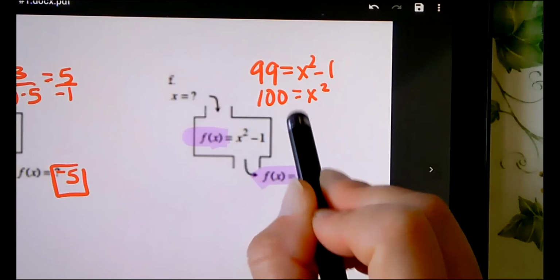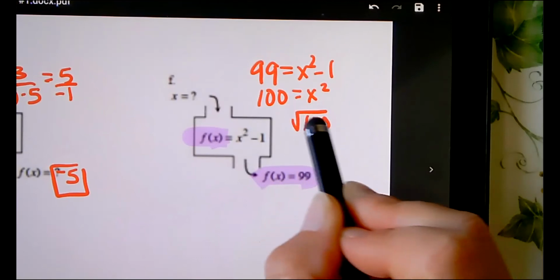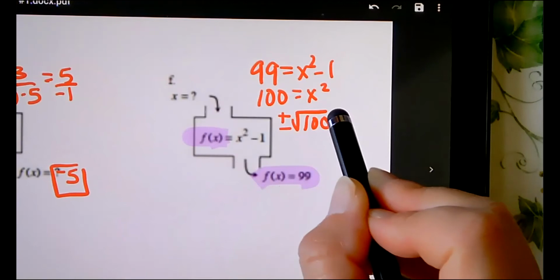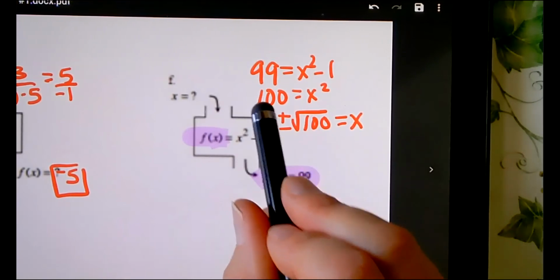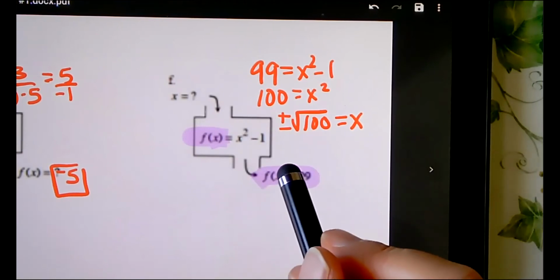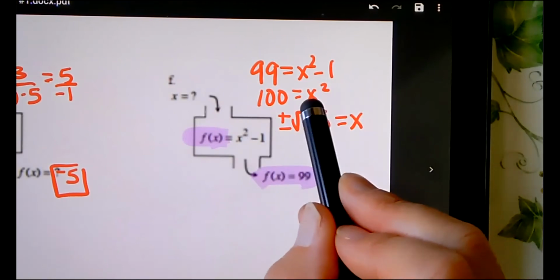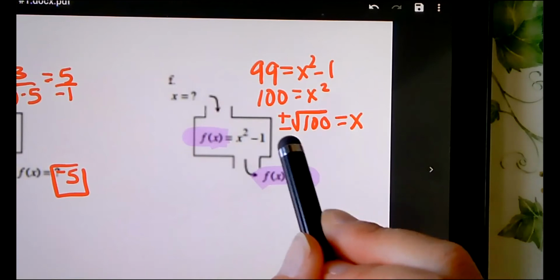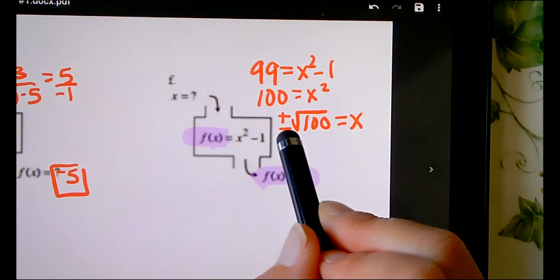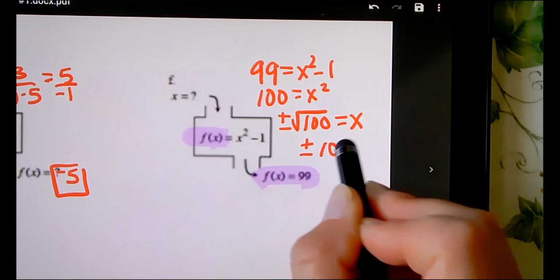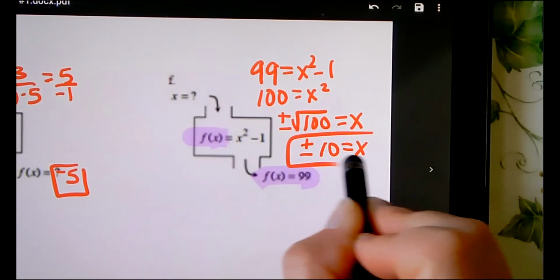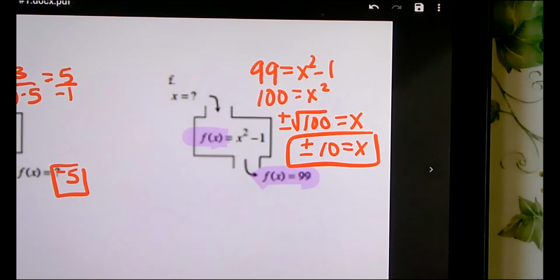So the minute I'm taking a square root, I have a positive and a negative because a negative times a negative would have given me a positive, and a positive times a positive would have given me a positive. And that's true if this had been an x to the 4th, x to the 6th, any even. You're going to have a plus minus. You're going to get two answers. And then when I take the square root of 100, I get a positive and a negative 10. So you really get two answers for this. This is a commonly missed problem here.